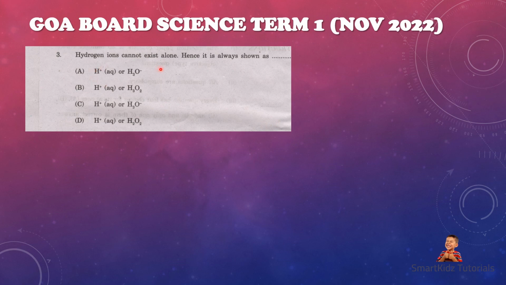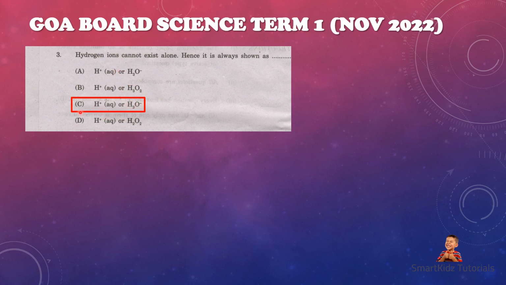Next, hydrogen ions cannot exist alone. Hence, it is always shown as. Now, over here, if you have a look, choice A and choice C are the same. Okay. Now, that's a typing error. This leads to confusion. So it is up to the Goa board then to decide whether to give you a mark or not. So in my opinion, they should be giving you a mark for this, irrespective of which choice you have chosen, provided you have attempted the question. Okay, because this amounts to confusion.